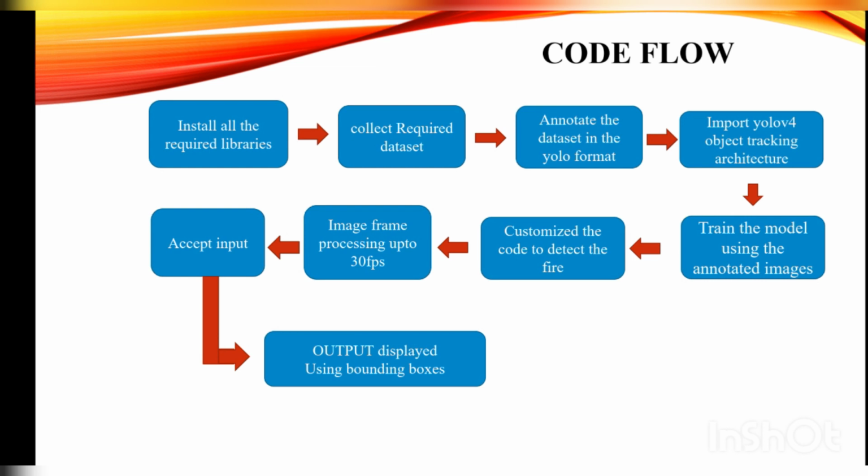I already mentioned there will be a code for object tracking to find the number of objects. But in our case, it is a single class prediction, so we need to customize the code to our needs. Then image frame processing up to 30 frames per second, that is, we can see the output at 30 frames per second in videos. After this, we can give an input to this model, and the model will display the output using bounding boxes if the fire is present in the scene.